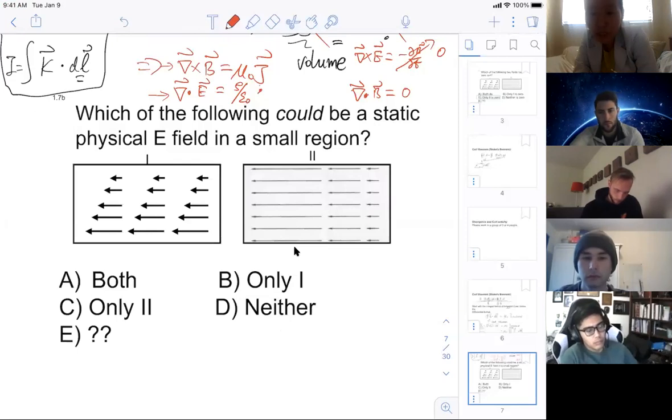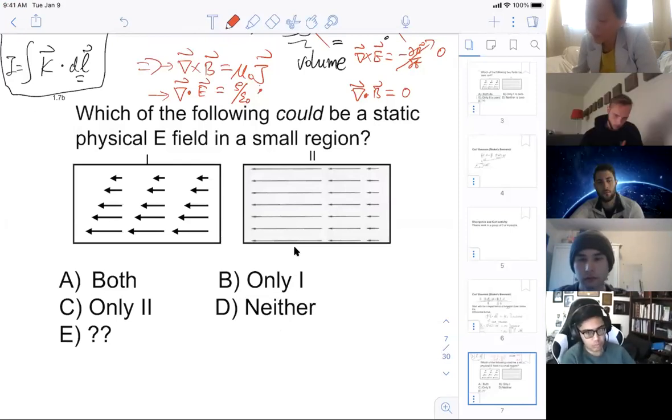Which one of these could be static? Now, before we have all these tools, if we were given such a question, we might wonder what it means. This could be a static physical E field. So what would be the physical constraint for the static E field? For something to be physical? The point charge does not move.